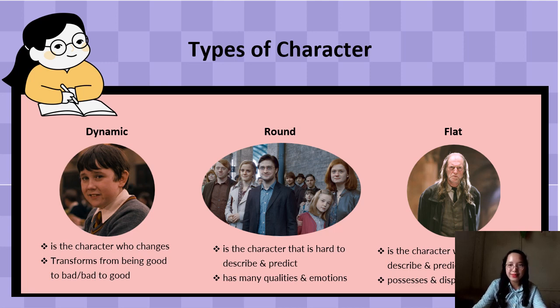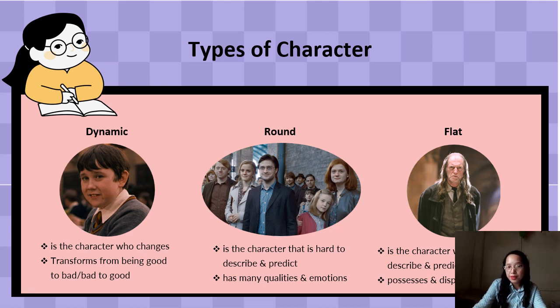Next is a round character. Now, a round character is a character that is hard to describe and predict. It has many qualities and emotions. These characters are many-sided and complex, with more than three characteristics shown. The character develops through the story and is very realistic.